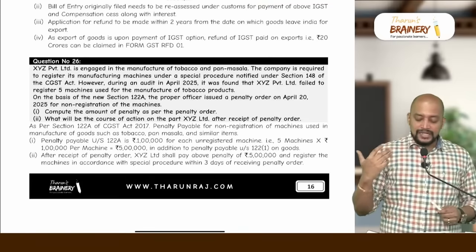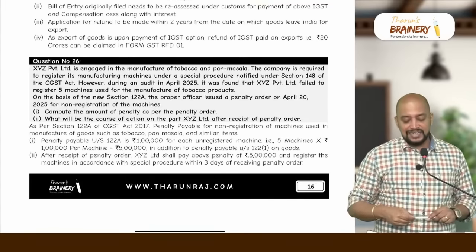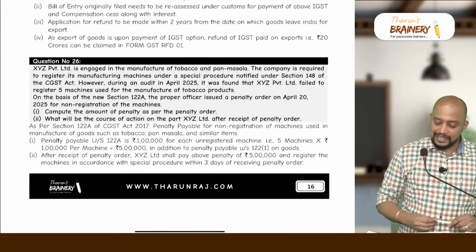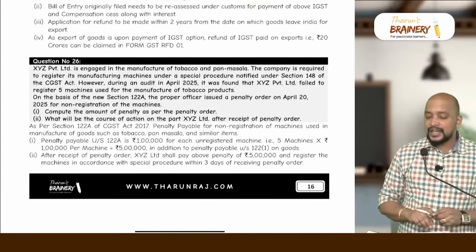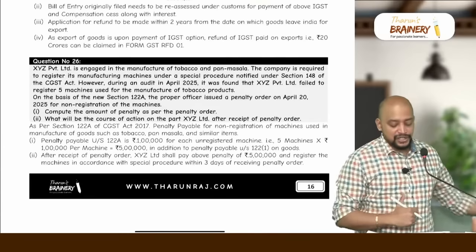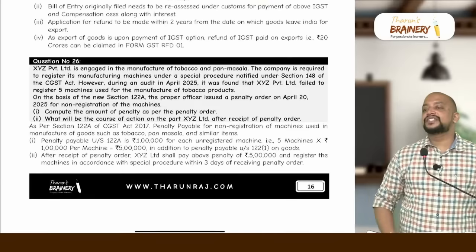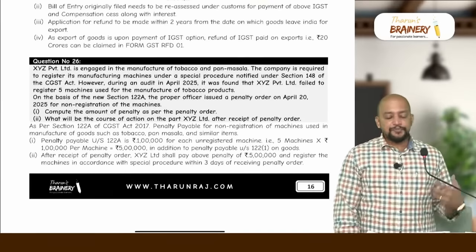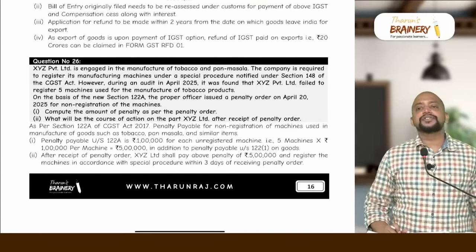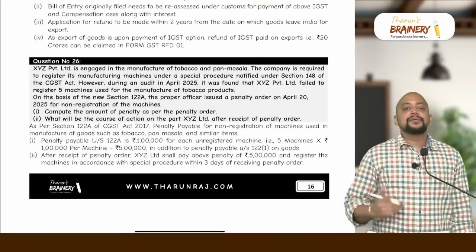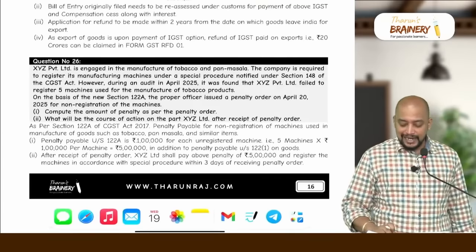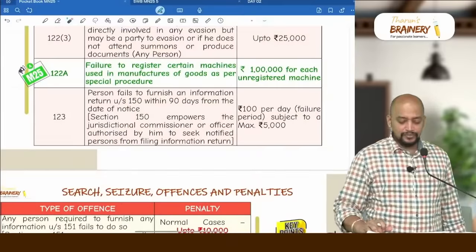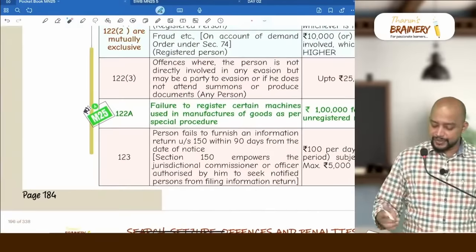Next, what is the course of action on the part of XYZ Limited after receipt of the penalty order? They should pay this penalty and register the machine in accordance with the special procedure within 3 days of receiving the penalty order. And what will happen if they are not registering within 3 days from the penalty order? Then the machines will be seized. Okay, so you just connect that point and write here, that is failure to register machines.